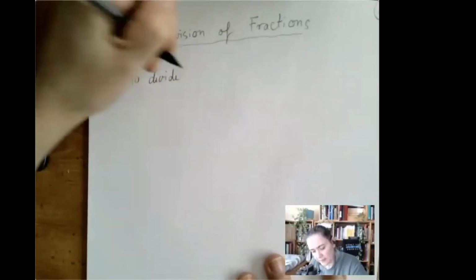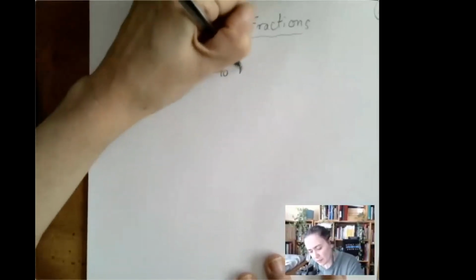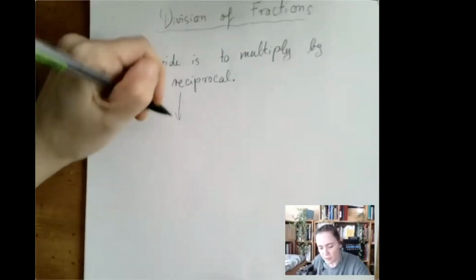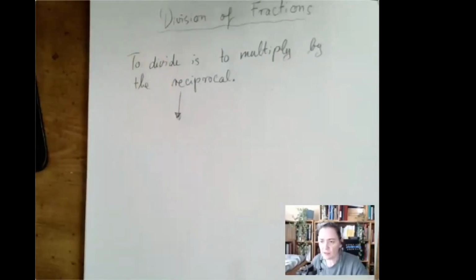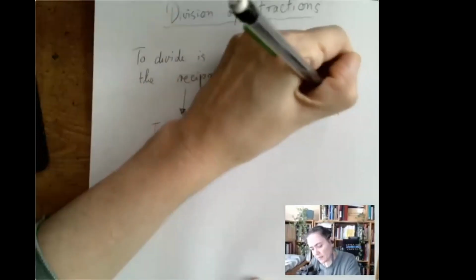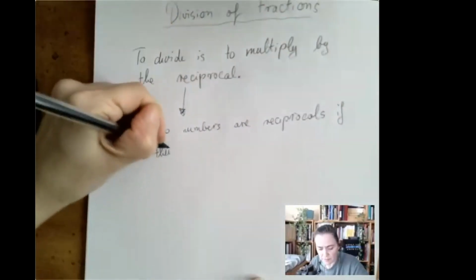To divide is to multiply by the reciprocal. Memorize this statement. Now, reciprocal means a number and its reciprocal. You can think of it as the flip-flop, but the actual grown-up definition is that two numbers are reciprocals of each other if their product is 1. So two numbers are reciprocals if their product is 1.